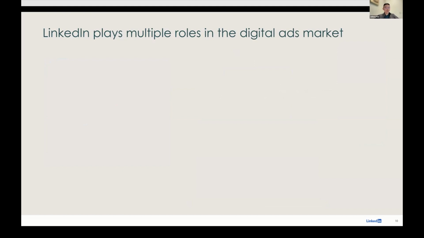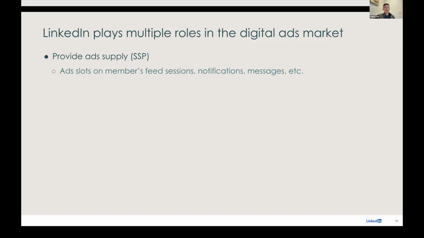So actually, LinkedIn serves three different types of roles. First one is we provide ad supply, which makes us a so-called supply-side platform. By ad supply, I simply mean ad slots users are creating. For example, whenever you open the LinkedIn web page, you will create a lot of opportunities for people to show ads. And that inventory is what LinkedIn is providing. So that's the first role. We're providing ads inventory. We're providing opportunities for people to show ads.